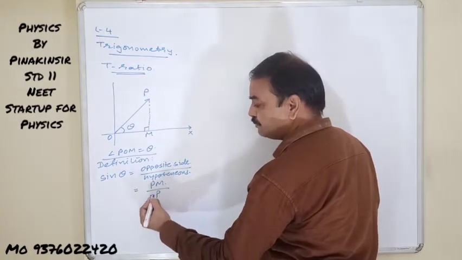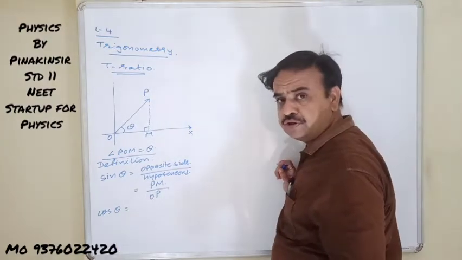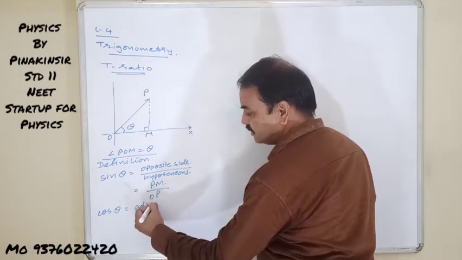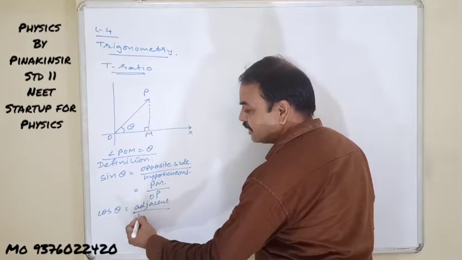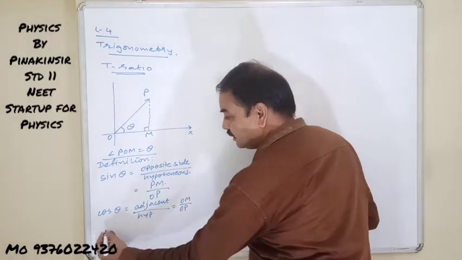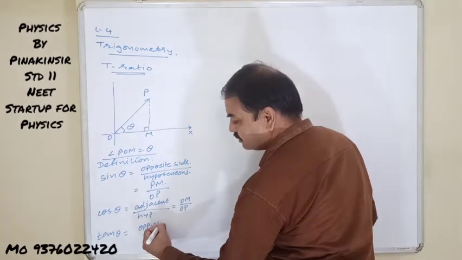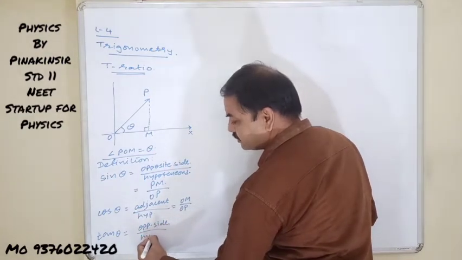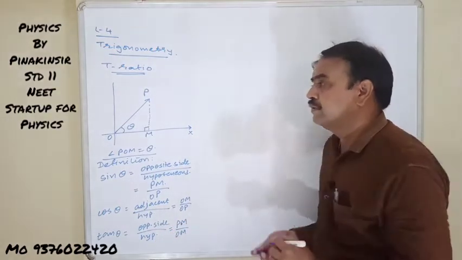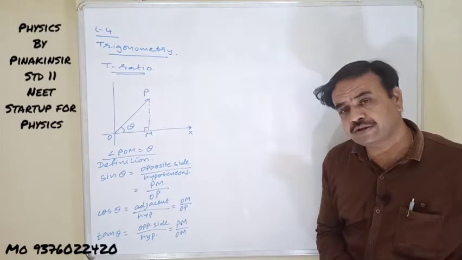Same way, another T ratio, that is cosine, or in short we write it cos theta, is equal to adjacent side divided by hypotenuse. In our figure, it is OM by OP. And same way, tan theta is equal to opposite side divided by adjacent side. In our figure, it is PM by OM. These are 3 main trigonometric ratios, and 3 inverse ratios are there.